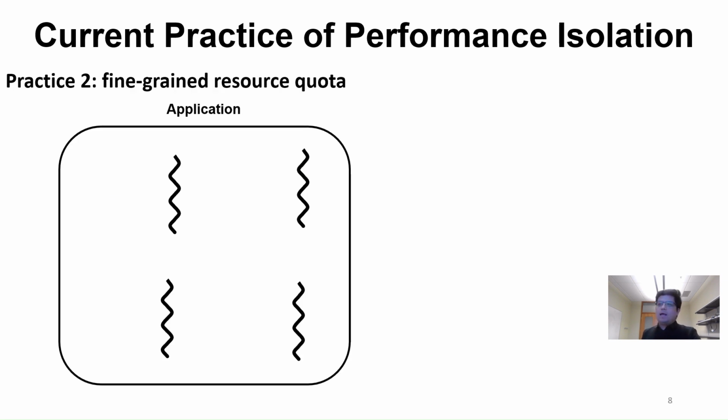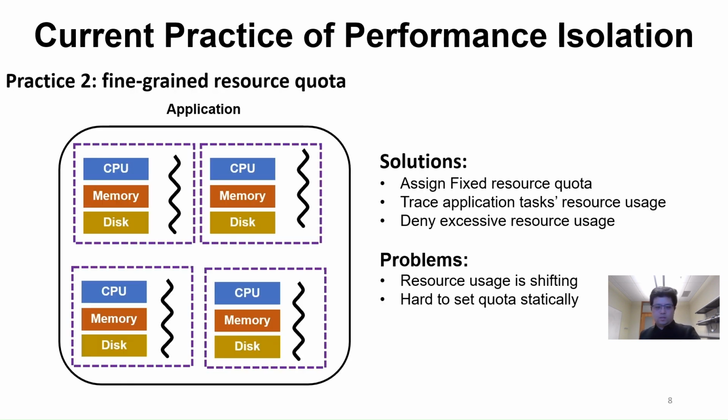An alternative approach is to allocate fine-grained resource quotas to individual application tasks. In this method, the system actively monitors the resource usage of these tasks and blocks any usage that exceeds a predefined threshold. However, the application's virtual resource usage pattern is constantly shifting. This constant fluctuation makes it hard for a static resource quota to efficiently maintain good performance.